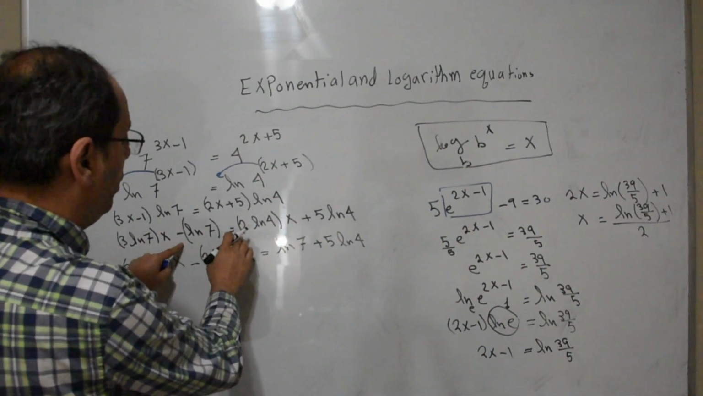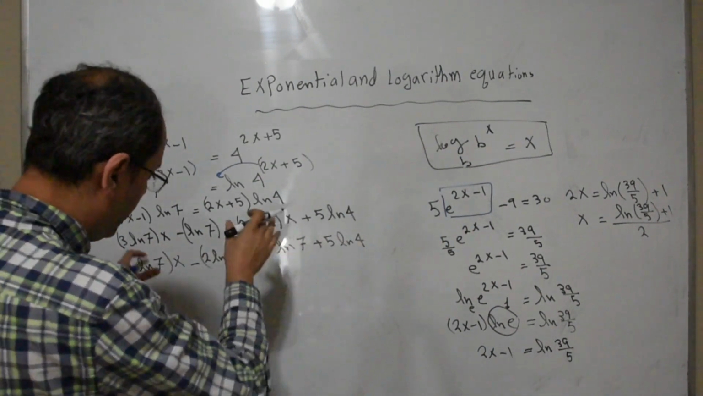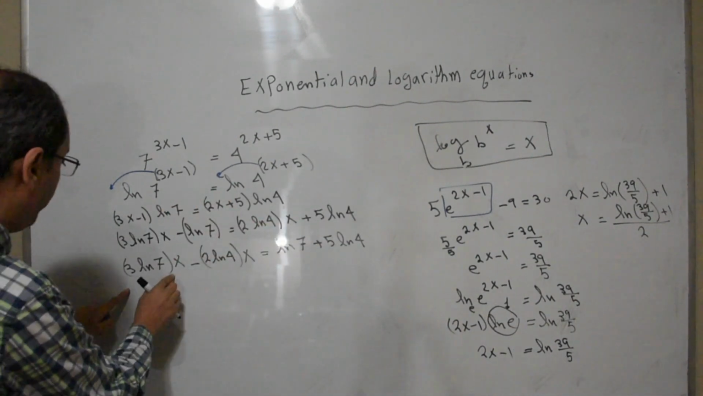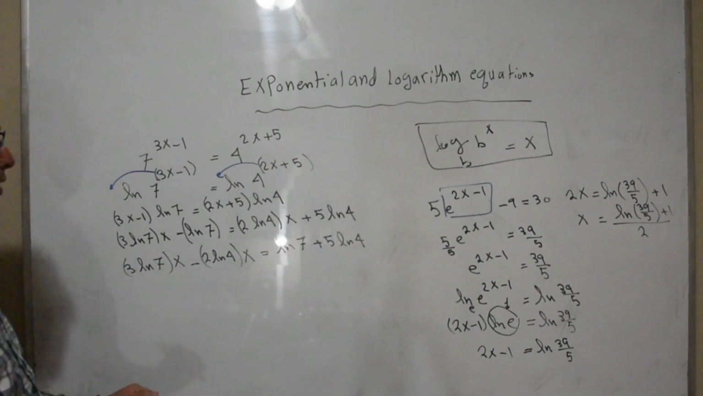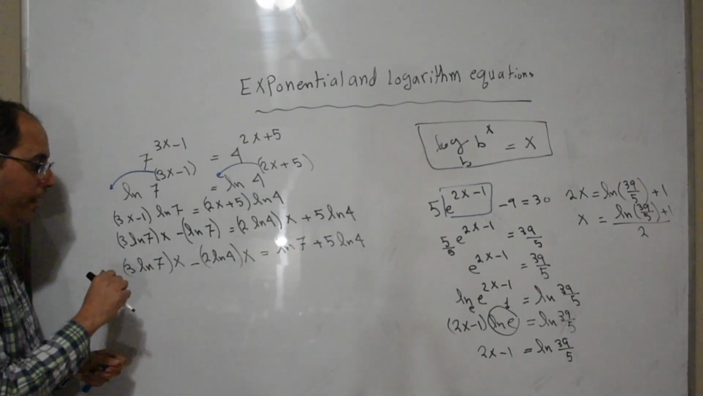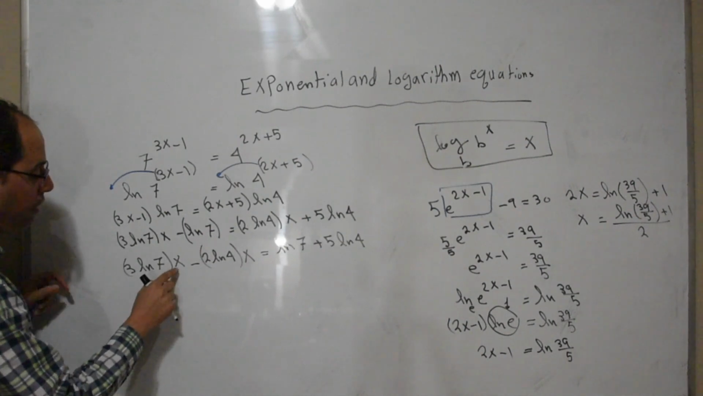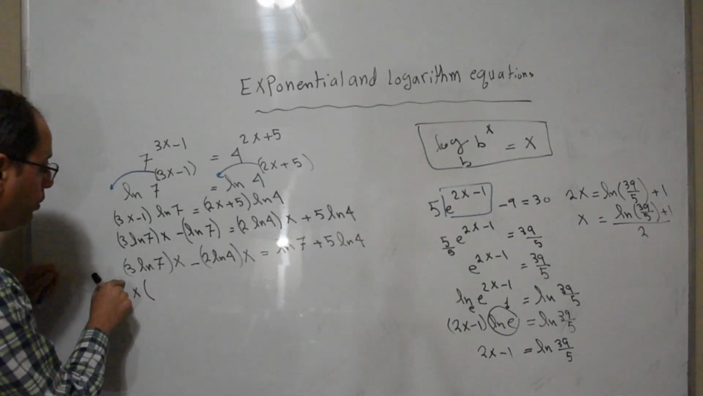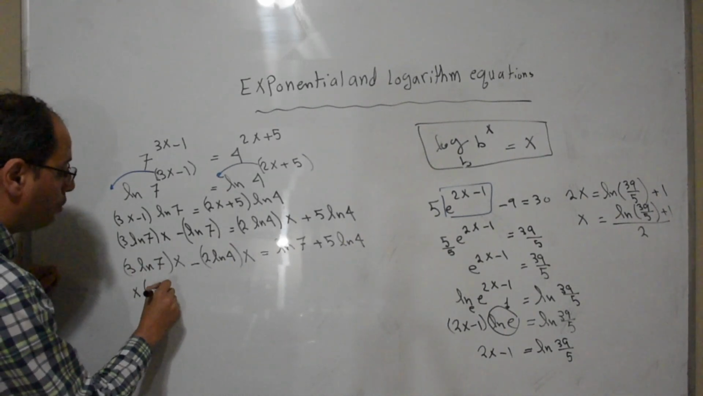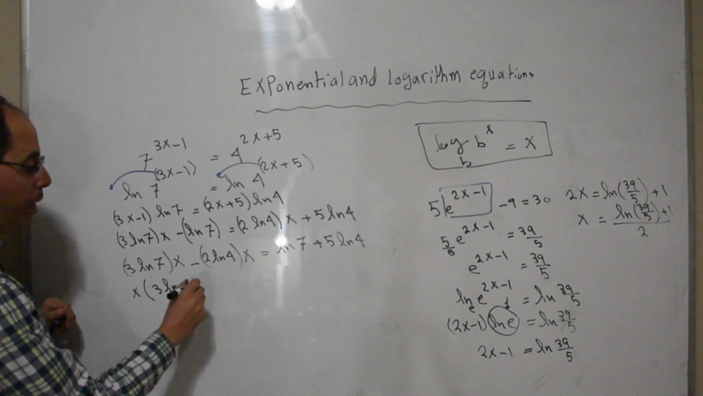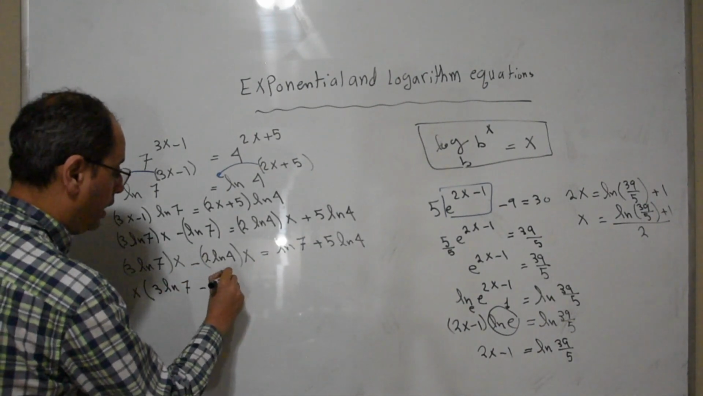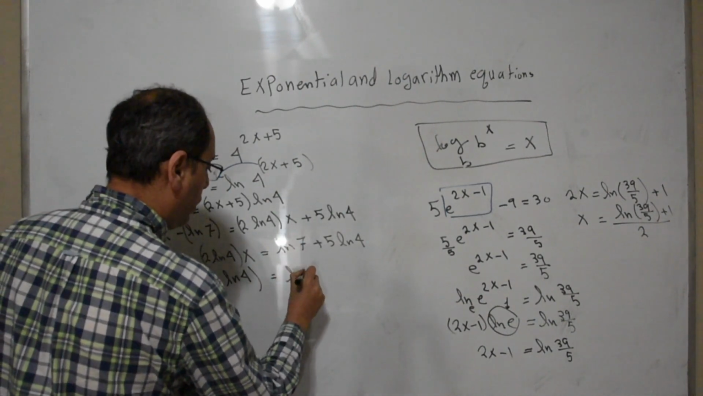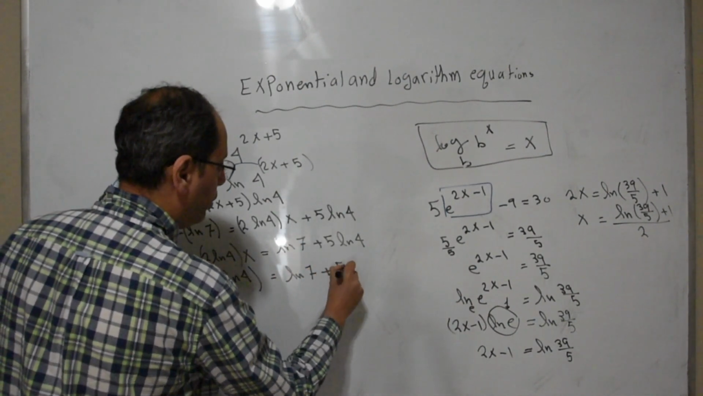I'm trying to be faster here because I know that you know how to move stuff from negative to positive from one side to another. Now, I have this multiplied by x and this multiplied by x. The good way here, I'm solving for x, so I'm going to factor x. So I'll take x as a common factor here. So when I take x as a common factor, I have 3 natural log of 7 left, minus 2 natural log of 4, equal natural log of 7 plus 5 natural log of 4.